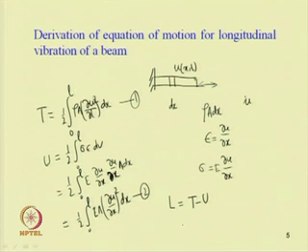So, in this case, using the Hamilton principle, one can write integration T1 to T2 of δL plus δW_NC dt equal to 0. As no non-conservative force is acting on the system, one can write integration T1 to T2 δL dt equal to 0.